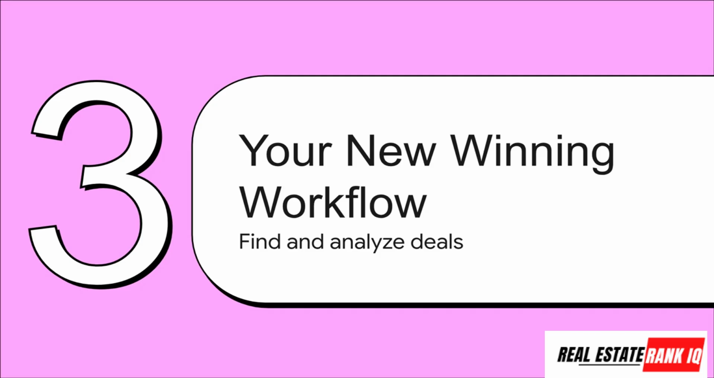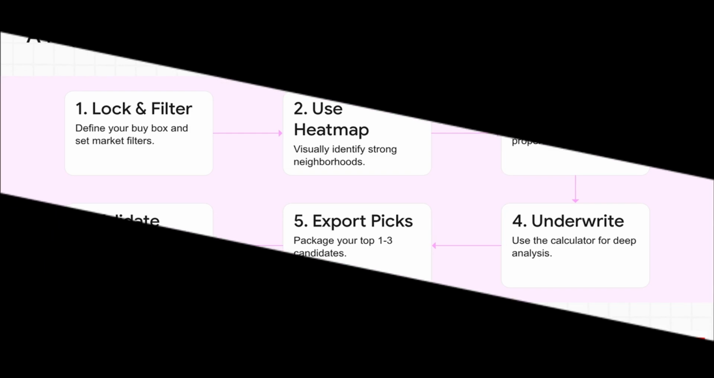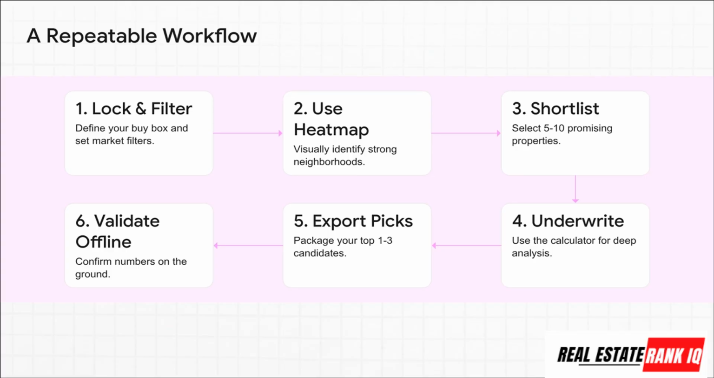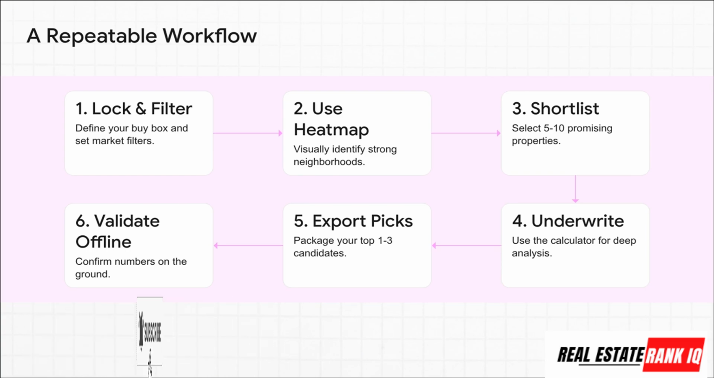Okay, so that brings us to what really matters, your new workflow. This is a step-by-step process that you can use over and over again to find and analyze deals with total confidence. The process is really systematic and simple. You start by locking in your buy box, what your ideal property looks like. Then, you switch on the heat map to visually scan the whole market for hotspots. From there, you just shortlist a few properties, run the numbers deep with the built-in calculator, and then export your top picks to go check them out in the real world. Think of it like a funnel, taking you from a huge city search down to one perfect, vetted property.